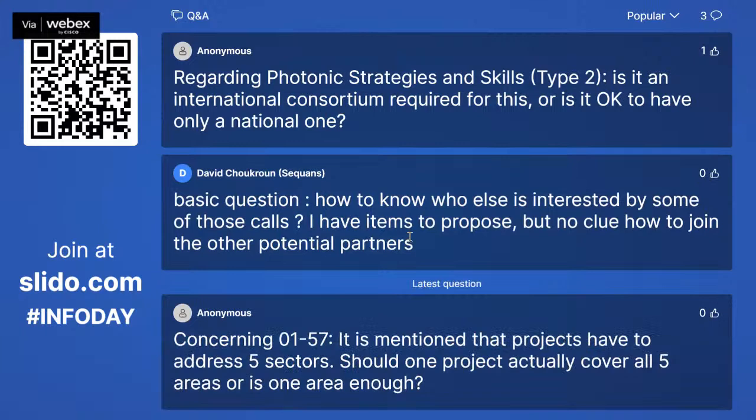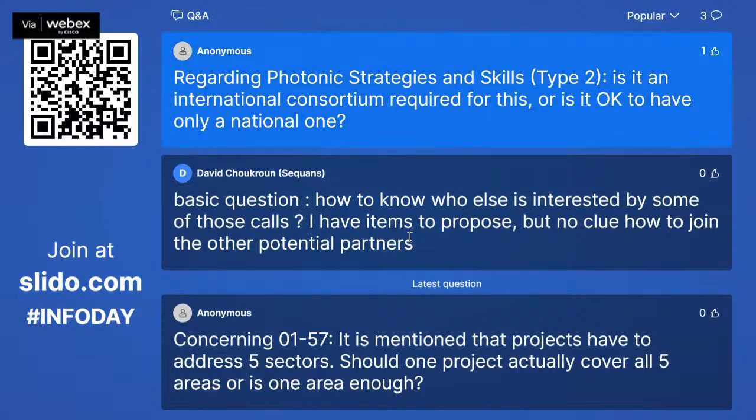Regarding photonic strategies and skills, type 2, is an international consortium required for this, or is it okay to have only a national one? I can take this question. It's a CSA, and the usual rules for Horizon Europe apply. If I recall correctly, there must be at least 2 different countries, so it must be an international consortium. And I would also recommend an international consortium because it should cover the needs at European level. Okay, thank you, Werner. So an international one.